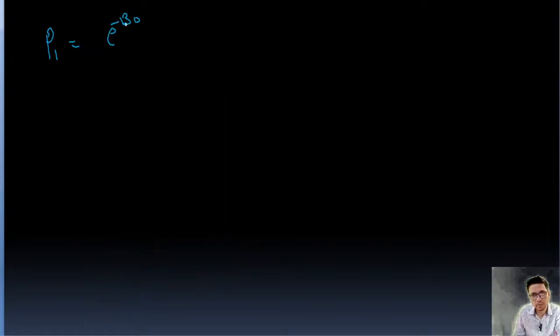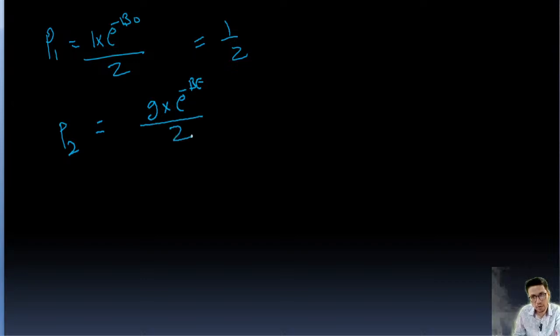E to the power beta 0 into 1, upon partition function Z. So this is going to be 1 upon Z, because e to the power beta 0 means e to the power 0, that value is 1. And P2 is the probability for the excited state. This is the ground state, right? The excited state is going to be g into e to the power minus beta epsilon upon Z. So this is g e to the power minus beta epsilon upon Z. Okay, this is with the partition function here. Sorry, probability P1 for the ground state and P2 for the excited state.